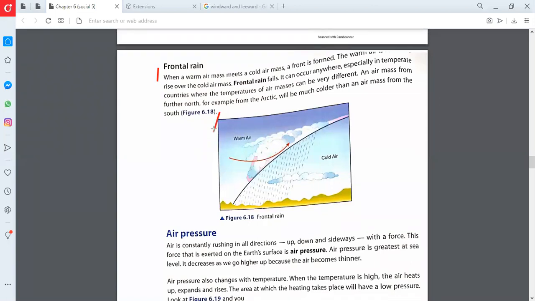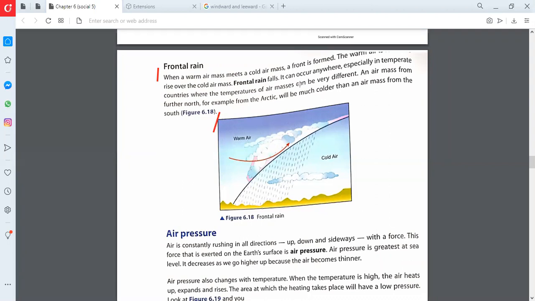Frontal rain falls. It can occur anywhere, especially in temperate countries where the temperature of air masses can be very different. An air mass from further north, for example from the Arctic, will be much colder than an air mass from the south. Figure 6.18. Okay, so the third type is frontal rain.